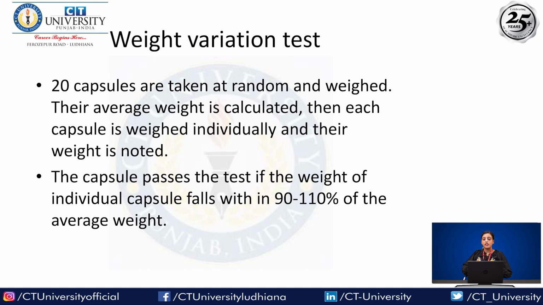After noting the weights, the capsules pass the test if the weight of each individual capsule falls between 90 to 110% of the average weight. So 20 capsules should be taken randomly and weighed. If they fall into 90 to 110% of the average, the test is passed. Otherwise the capsule fails the weight variation test and the batch is rejected.